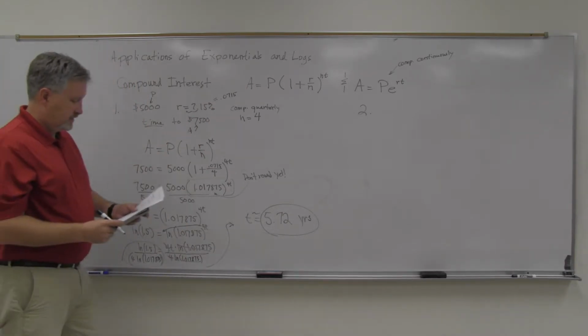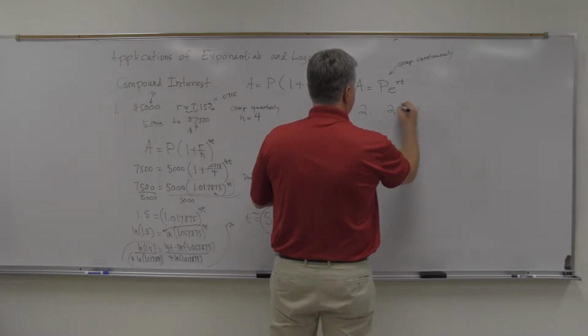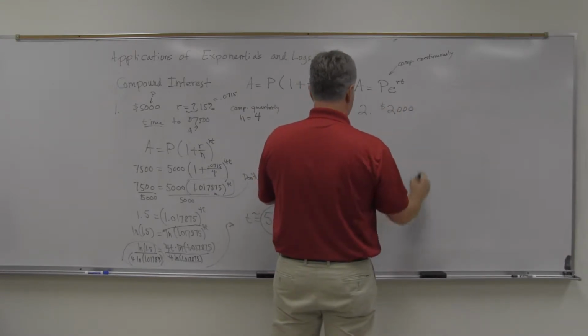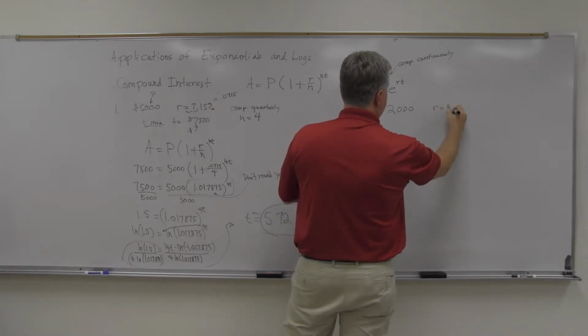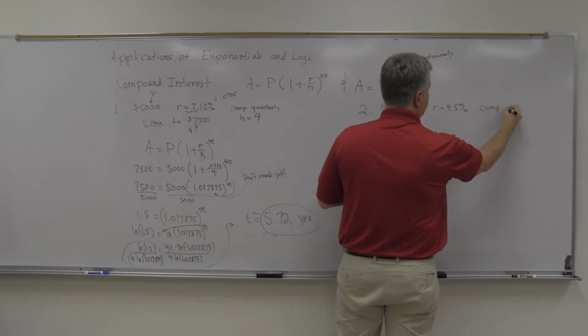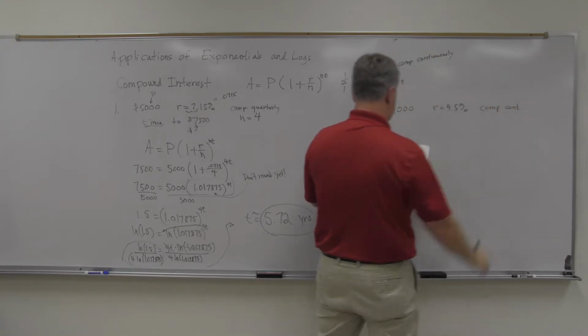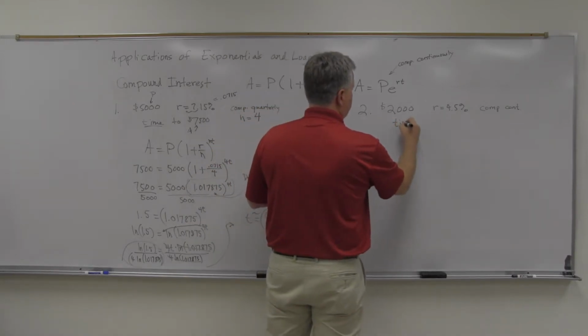Number 2, $2,000 is in an account that earns 4.5% interest, compounding continuously. How long will it take the investment to double? Time to double.